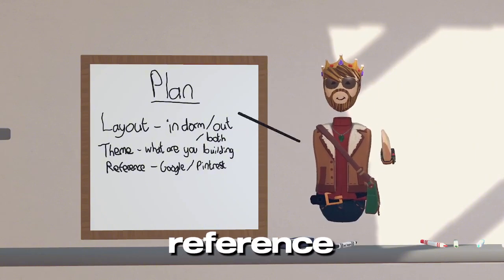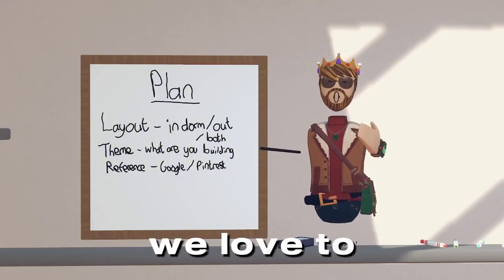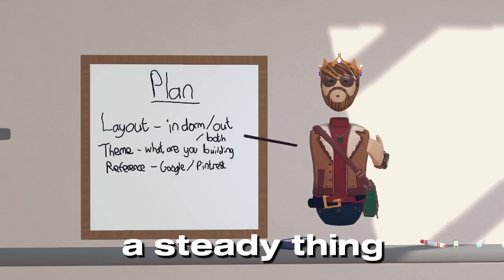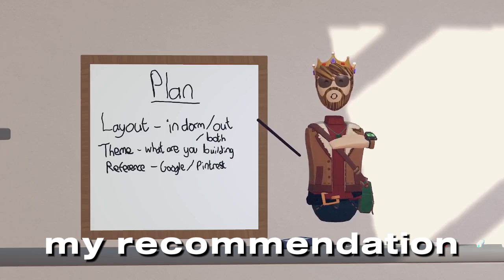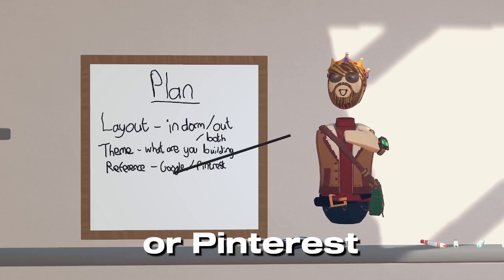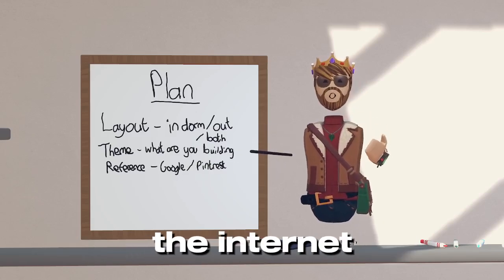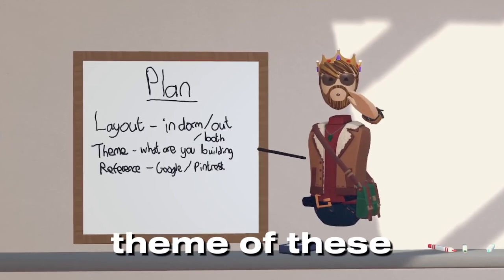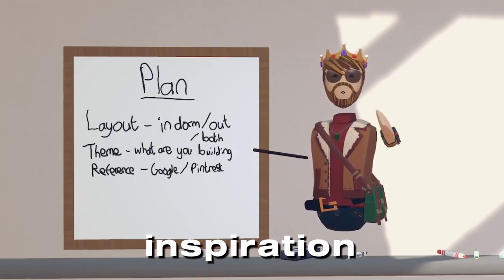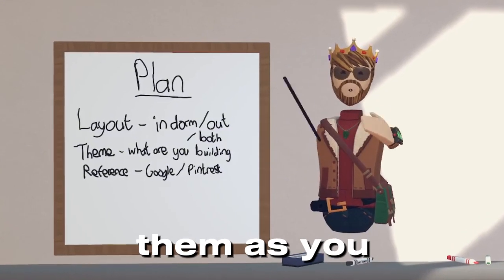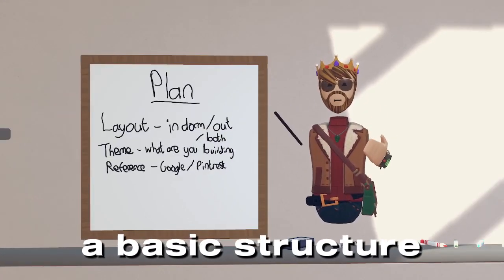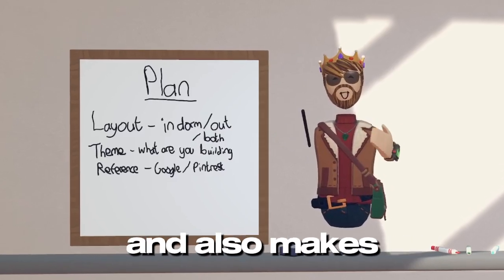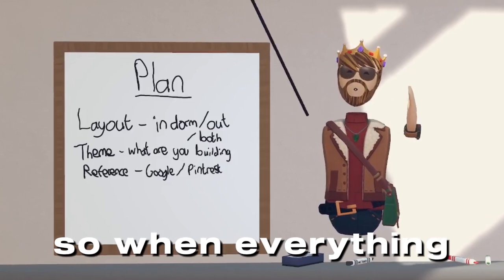And last one is reference. Now, as much as we love to just whip up ideas in our heads, usually ideas and thoughts aren't really a steady thing to go by. So my recommendation is to go onto the likes of Google or Pinterest and look at images on the internet to try and figure out what sort of style you want to do. Now, you don't have to stick to the exact theme of these photos. You can always just take inspiration from different other photos and implement them as you go along. But usually for a basic structure and a basic theme, reference photos are always your go-to. This helps with consistency and also makes it look a lot better, so everything isn't thrown into one.